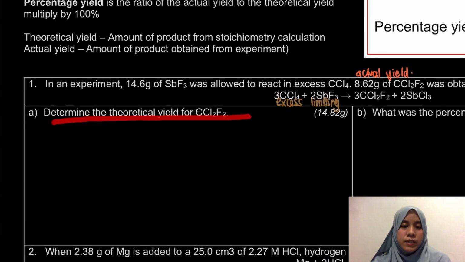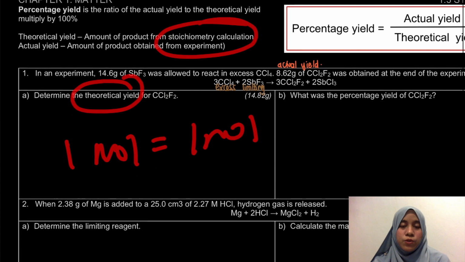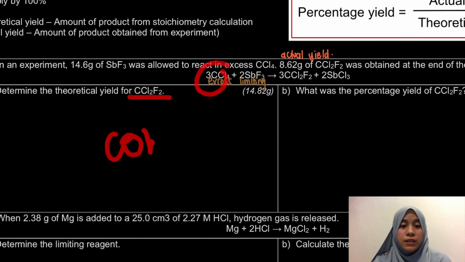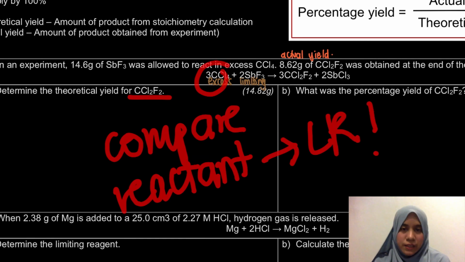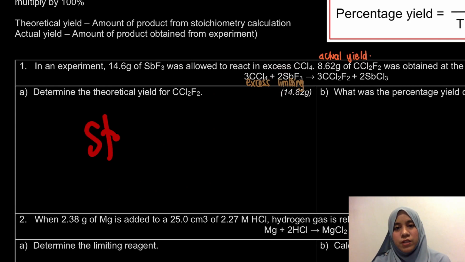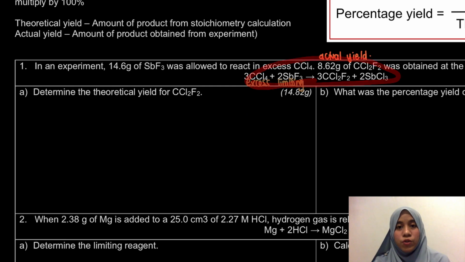The question asks to determine the theoretical yield, which we have to do from the stoichiometric calculation, 1 mole equivalent to 1 mole. Usually in this kind of question we compare the reactants to find the limiting reactant. But here it gives a hint, excess CCl4, so SBF3 is our limiting reactant. So we can go straight to stoichiometry without determining the limiting reactant.